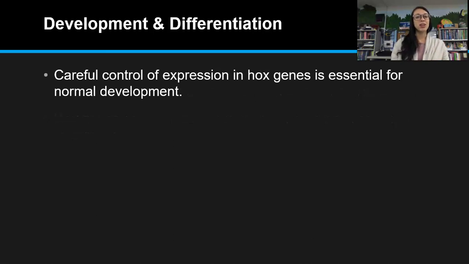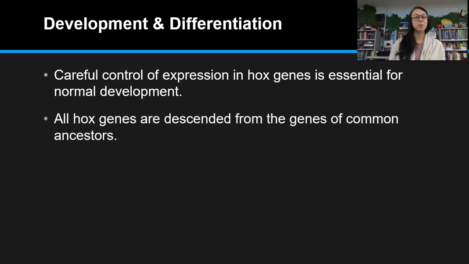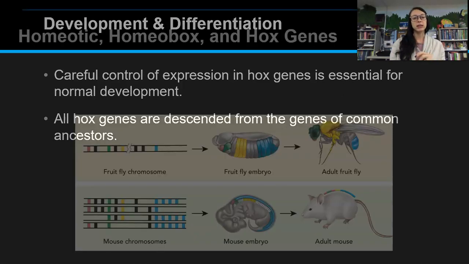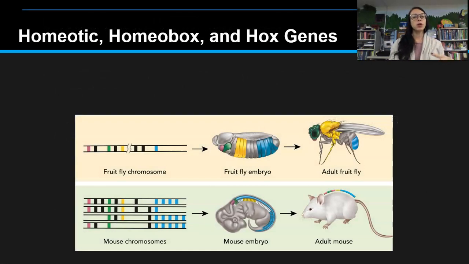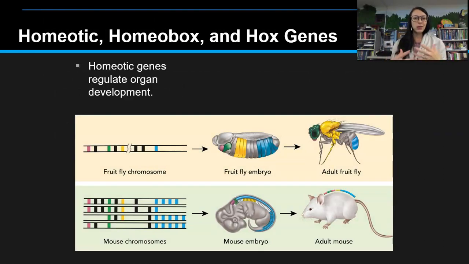Careful control of expression in Hox genes is essential for normal development. Most of these genes are turned on in an embryo to allow arms to develop in the right place, legs to develop in the right place, and other organs to develop where they're supposed to go. All Hox genes are descendant from genes of common ancestors. So here's what we call them, homeotic genes. Our homeotic genes regulate organ development.